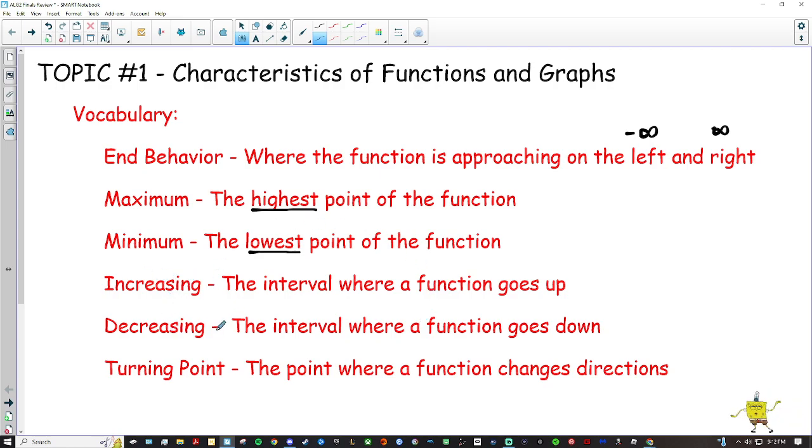Increasing, decreasing, these are the intervals. These are the areas where your function is either going up or going down.